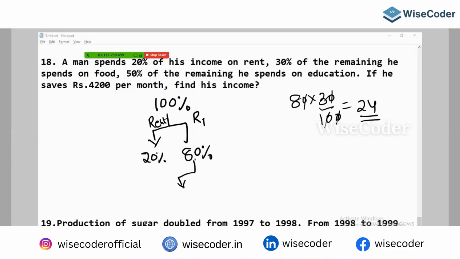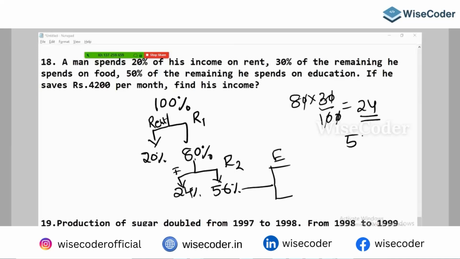He spends on food 24 rupees. So what remains is 56, that is 56%. Out of this 56%, he spends 50% of the remaining on education. So on education again 50%.